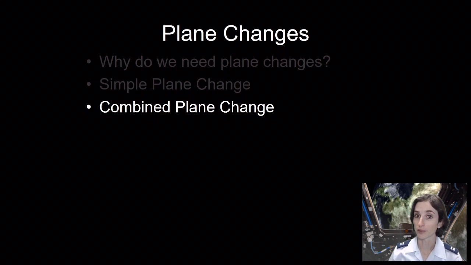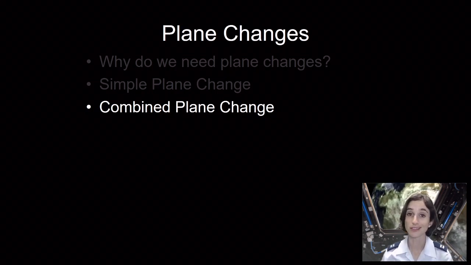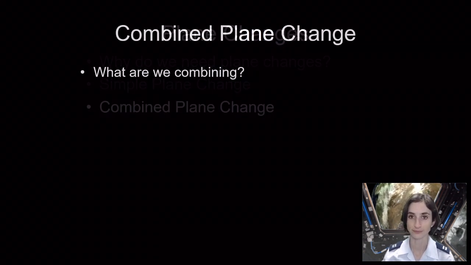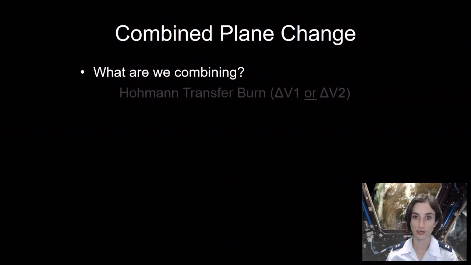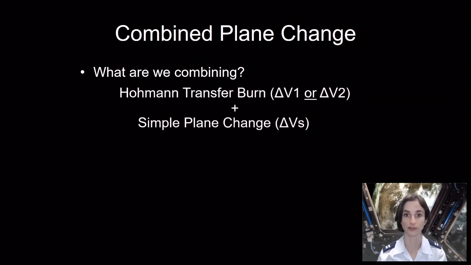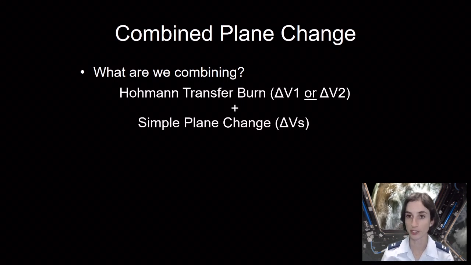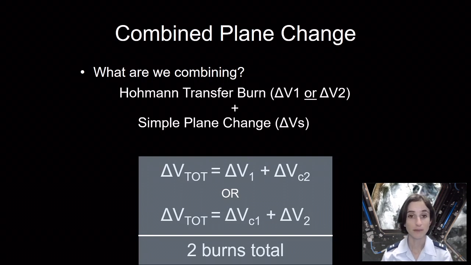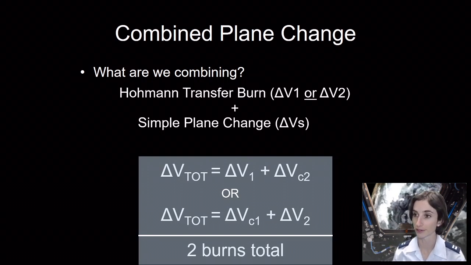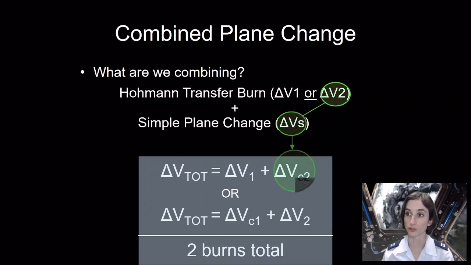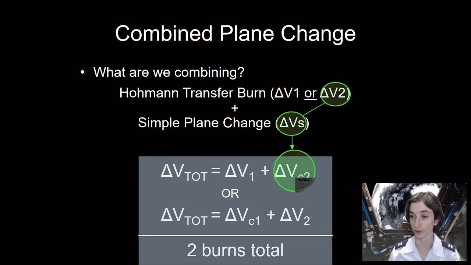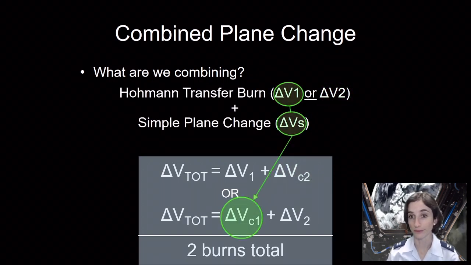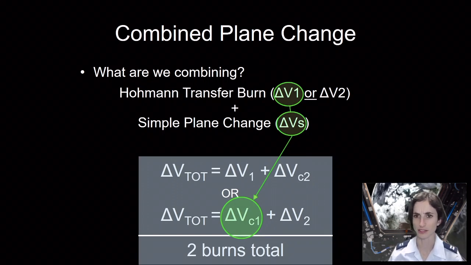Another thing we could do is called a combined plane change, and as you folks will soon learn, this is actually the most fuel-efficient way of changing both the size of our orbit and the plane. In a combined plane change, we're combining one of the burns of the Hohmann transfer with the burn for the simple plane change. We call this burn delta C for combined. This combined plane change could be done when you do your delta V2, the second burn of the Hohmann transfer, or it could be done at the location of delta V1 of your Hohmann transfer. I'll explain that in a second.